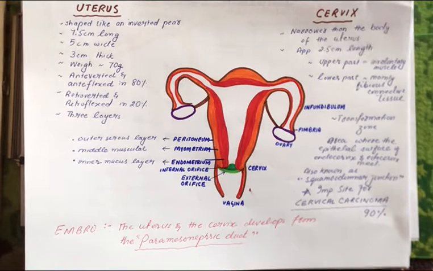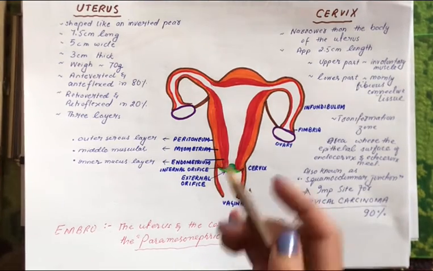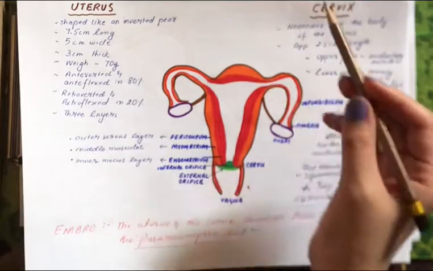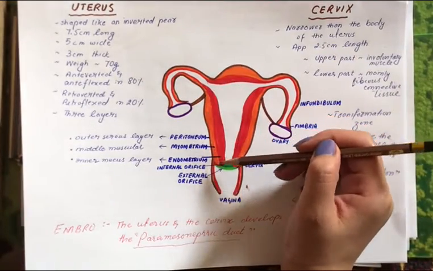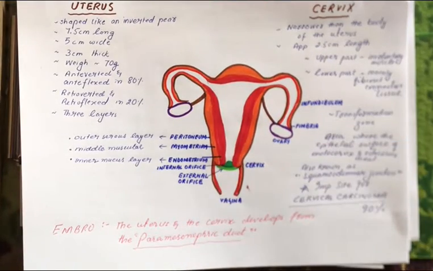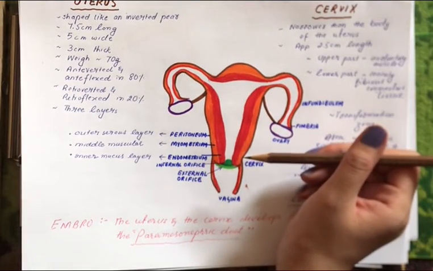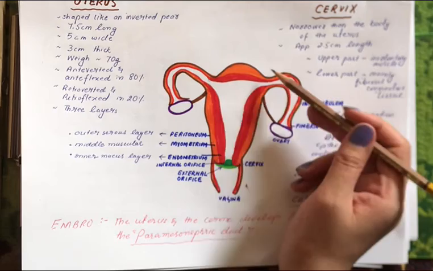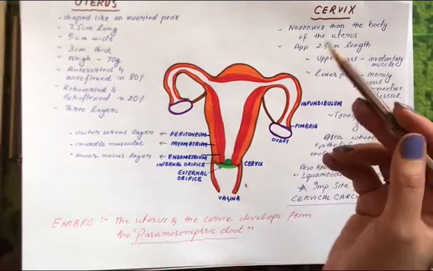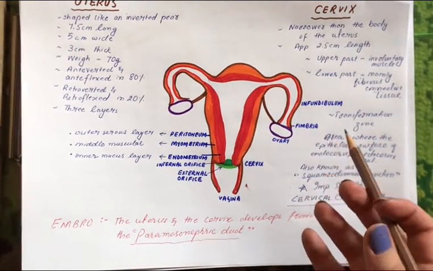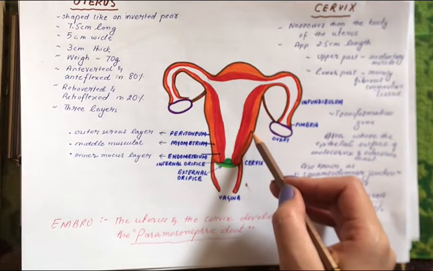Assalamu alaikum. So today we are going to study the anatomy of the female genital tract, starting from the uterus. The uterus, this is the uterus. I have drawn the diagram myself so that it can be clear to you. It is like an inverted pear, and in a non-pregnant state it lies entirely in the pelvis.